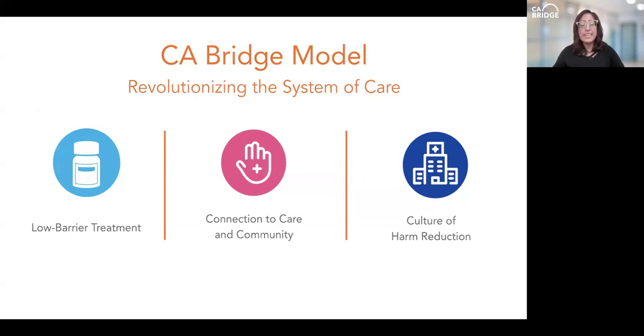That's you bridging and linking your patients to inpatient, outpatient, or whatever referrals they need, and a culture of harm reduction. That's what your role is too. So that's our three-prong approach. Very simple, you guys. You know this stuff. And always remember, this may be a trivia question.